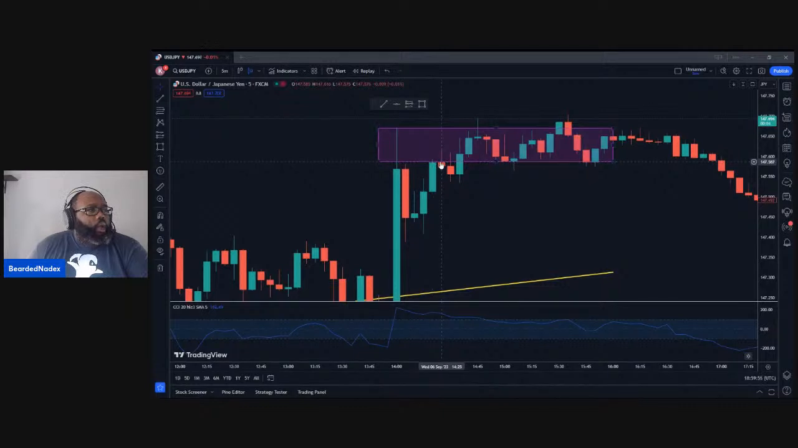Market second candle opens up here, goes up, tries to go higher, cannot do it, pulls back. But if you see here, they open and close at the same point, right? At the same price.